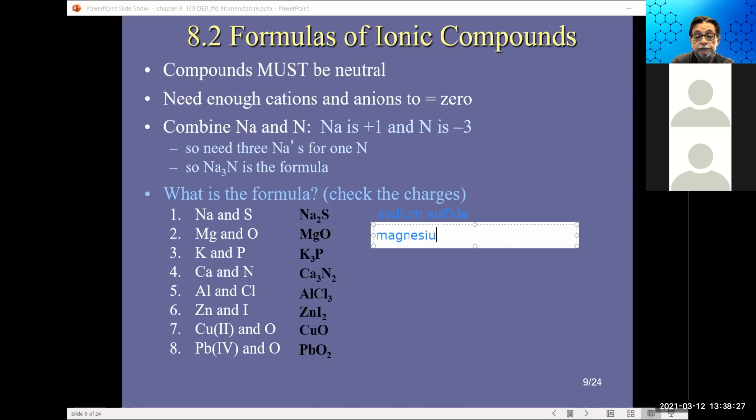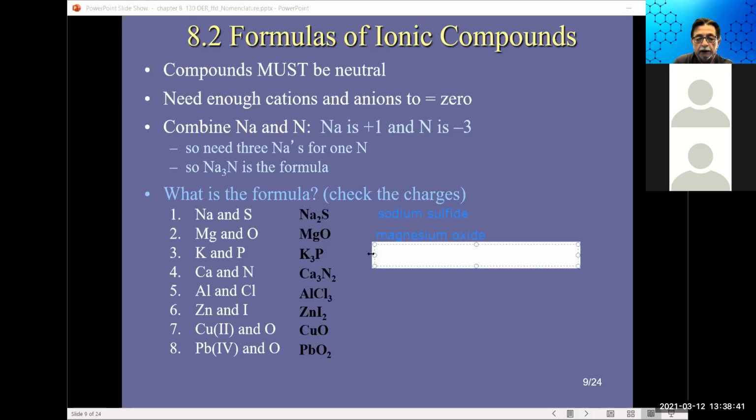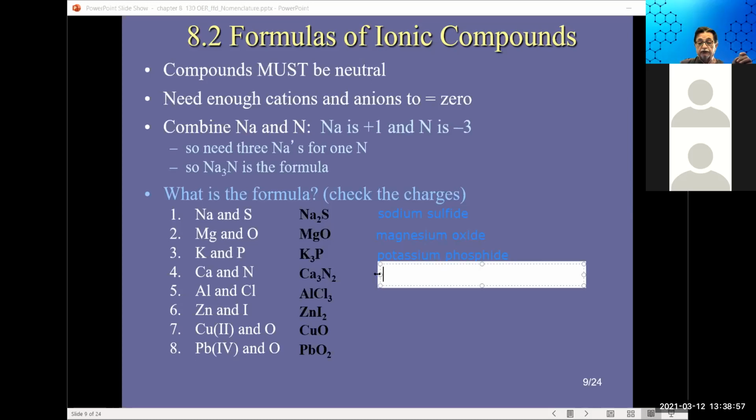Magnesium, oxygen became ionic. It now is oxide. That's it. All right. Potassium, phosphorus: the name phosphorus becomes ionic, becomes phosphide. Okay. Anybody want to take a shot at Ca3N2? Ca is calcium. No change there.